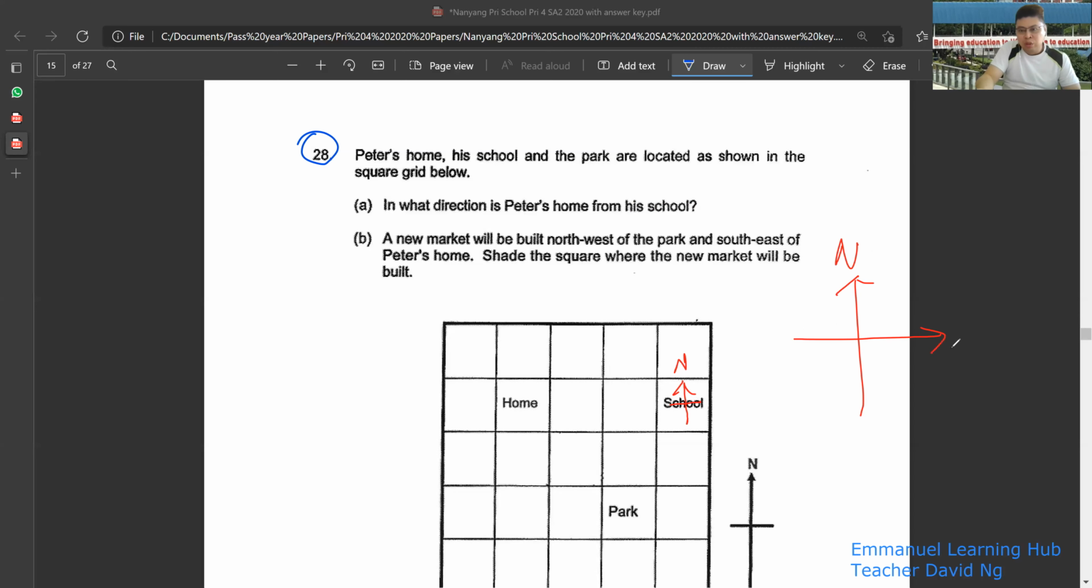This is north. This direction is? West. No. This direction is east. This direction is west. This is south. So your west is here, east is here, south is here. Your compass is here. Okay? Which direction is Peter's home from his school? West. Just like you tell me northeast, northwest, it's not correct. It's west. Okay. The direction is west.